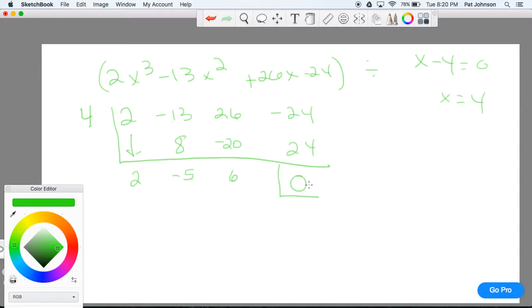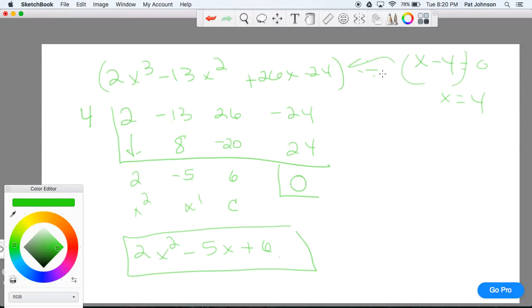This is my remainder. I don't have a remainder, so this is going to be your constant term. This is going to be x to the first and x to the second. So this is 2x squared minus 5x plus 6, is your answer because there's no remainder. How do we check that? We take this and multiply it by x minus 4 and we should get that. Let's try another one.